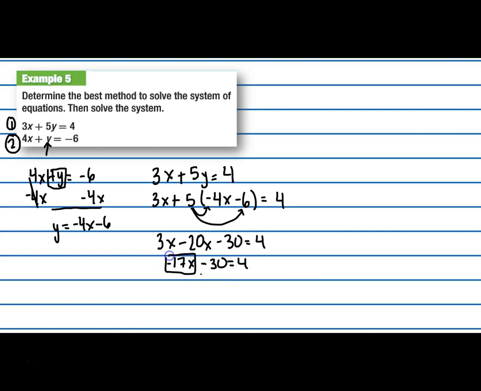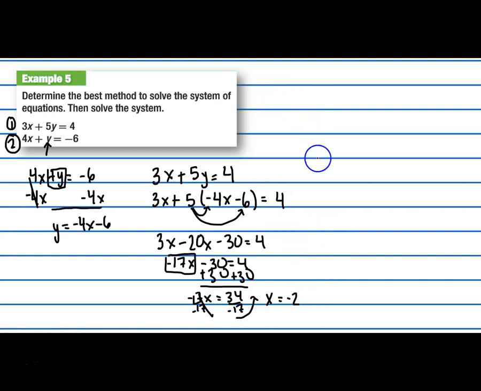Get your variable by itself. Plus 30 to both sides. -17x is equal to 34. I'm going to keep on going by dividing -17 to both sides. And then I know that x is going to equal -2 here, because 34 divided by -17 is -2.